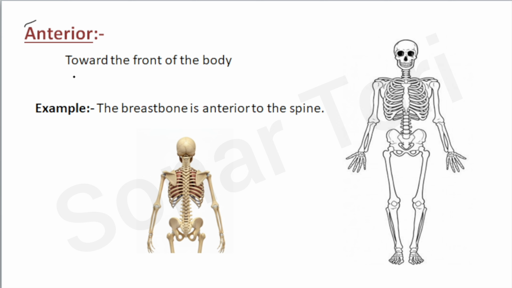Any body part or organ that is present toward the front of the body is called the anterior position. For example, the breastbone is anterior to the spine, or the nose is ventral to the ear. See both of these images, this is a breastbone and this is a spine. So obviously the breastbone is placed in front of the spine. That's why we can say the breastbone is anterior to the spine.